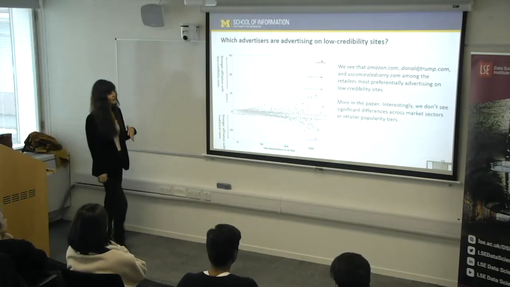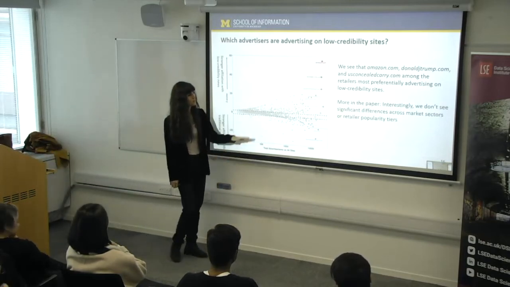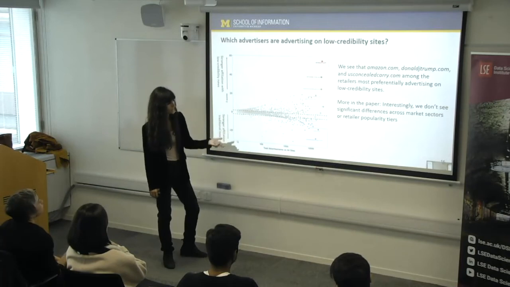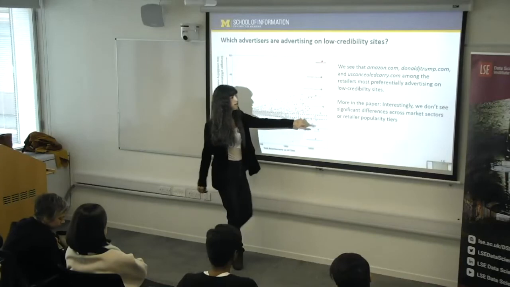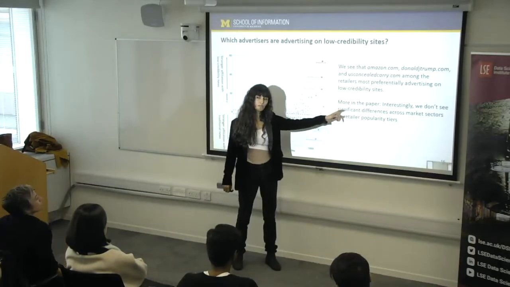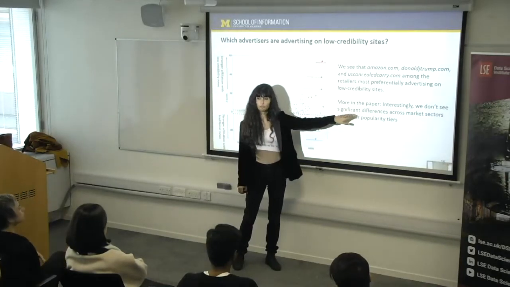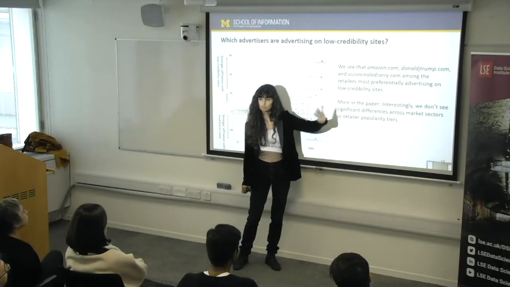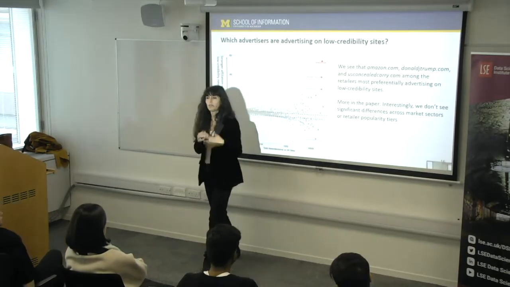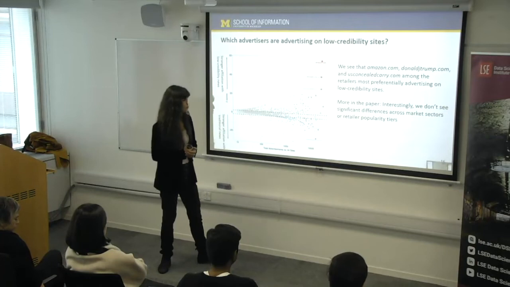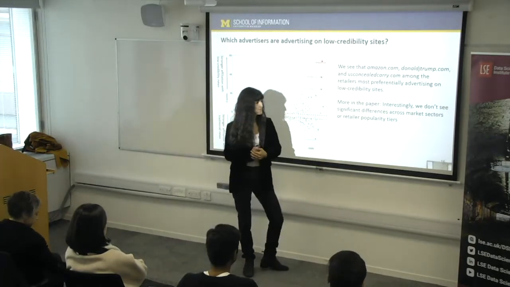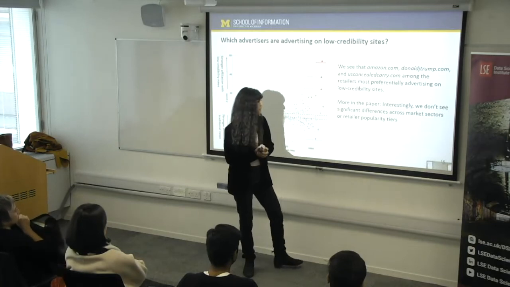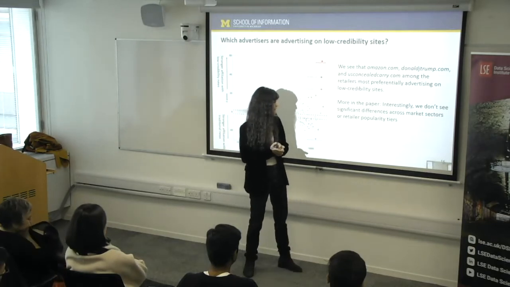I won't have time to go through this in this talk, but we again looked at this question about market sectors and retailer popularity tiers, and we didn't see as much difference. Once we have better data in terms of targeting, the market sectors could be different. Again, we're looking at the incognito mode, where in that space all the sectors are sort of equal in terms of how bad they are.